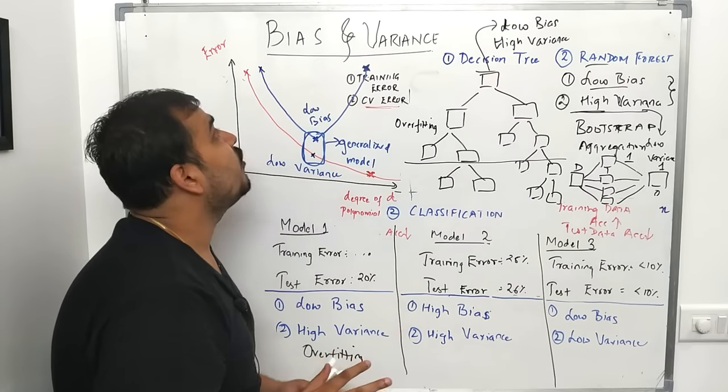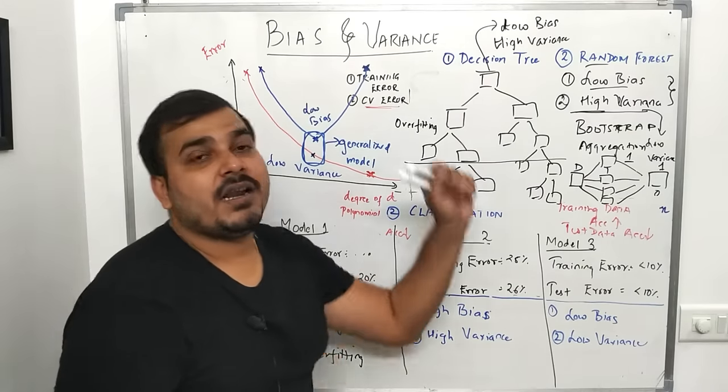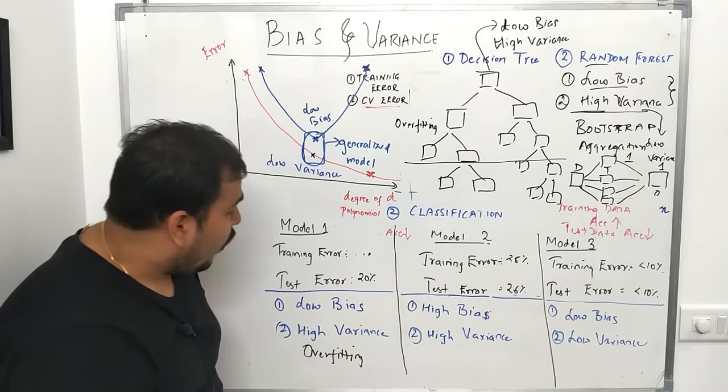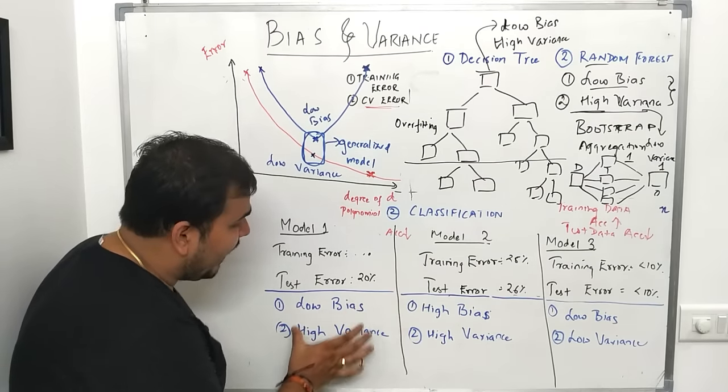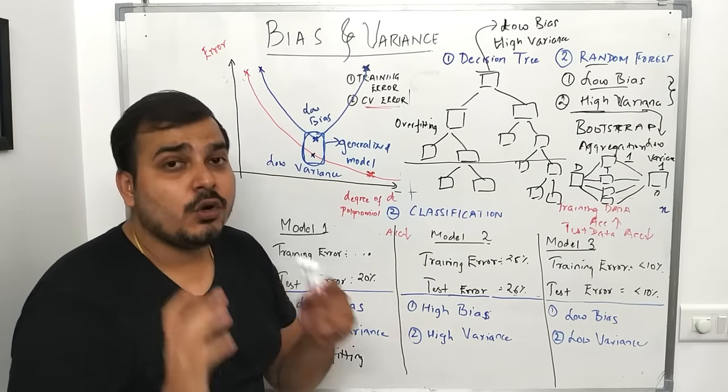But I hope you have got the idea of bias and variance, guys. I hope you know now what underfitting is, what overfitting is. I hope you know that if somebody says low bias and high variance, that is an overfitting scenario, not an underfitting scenario. You should know that.